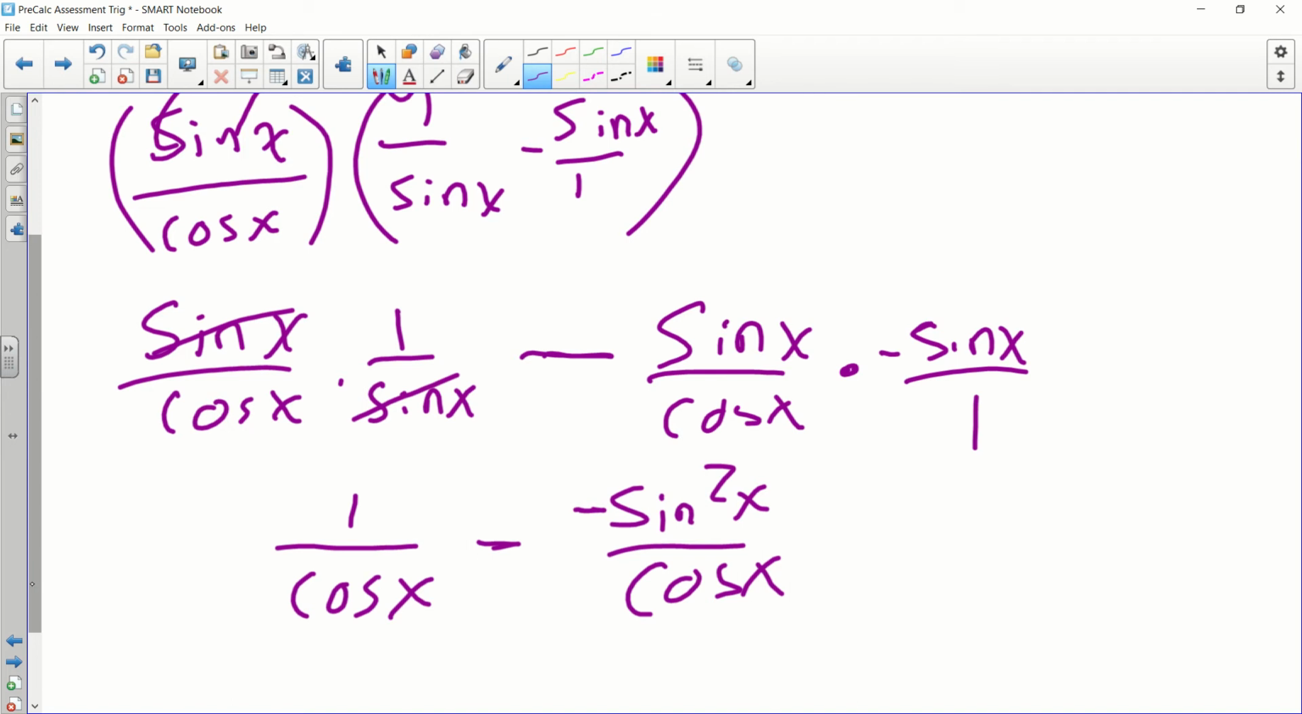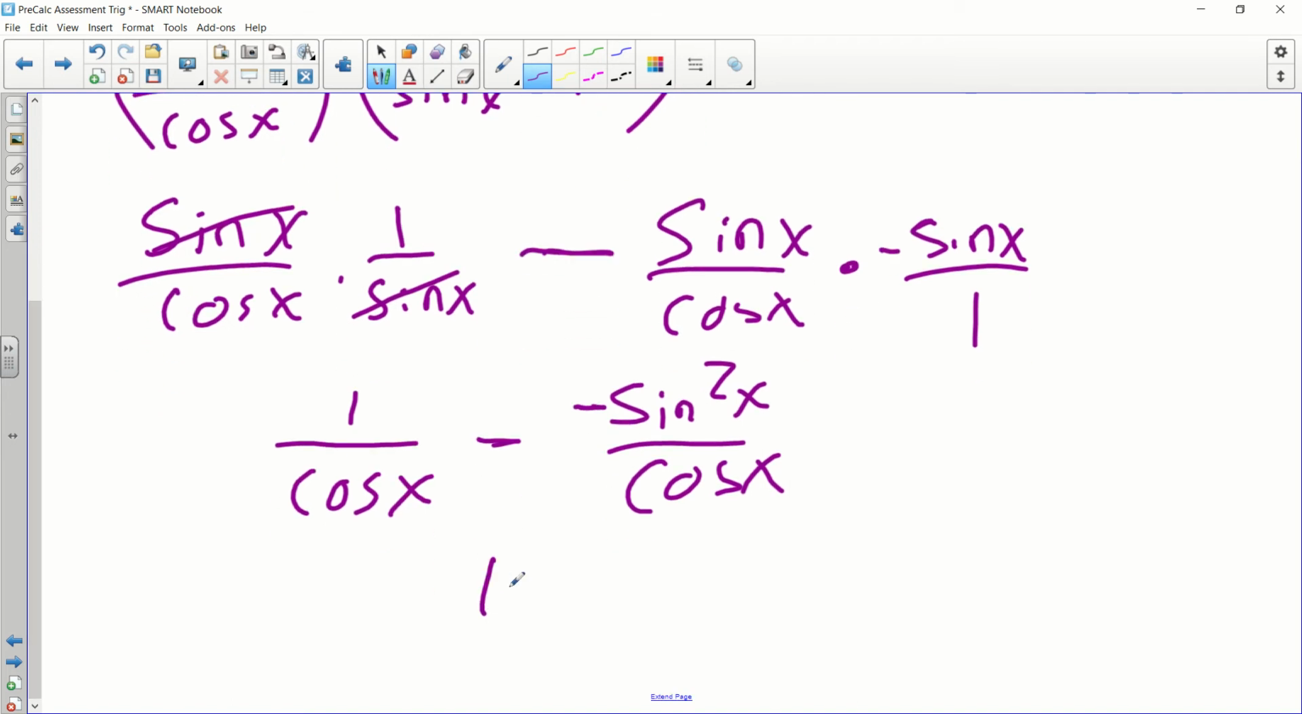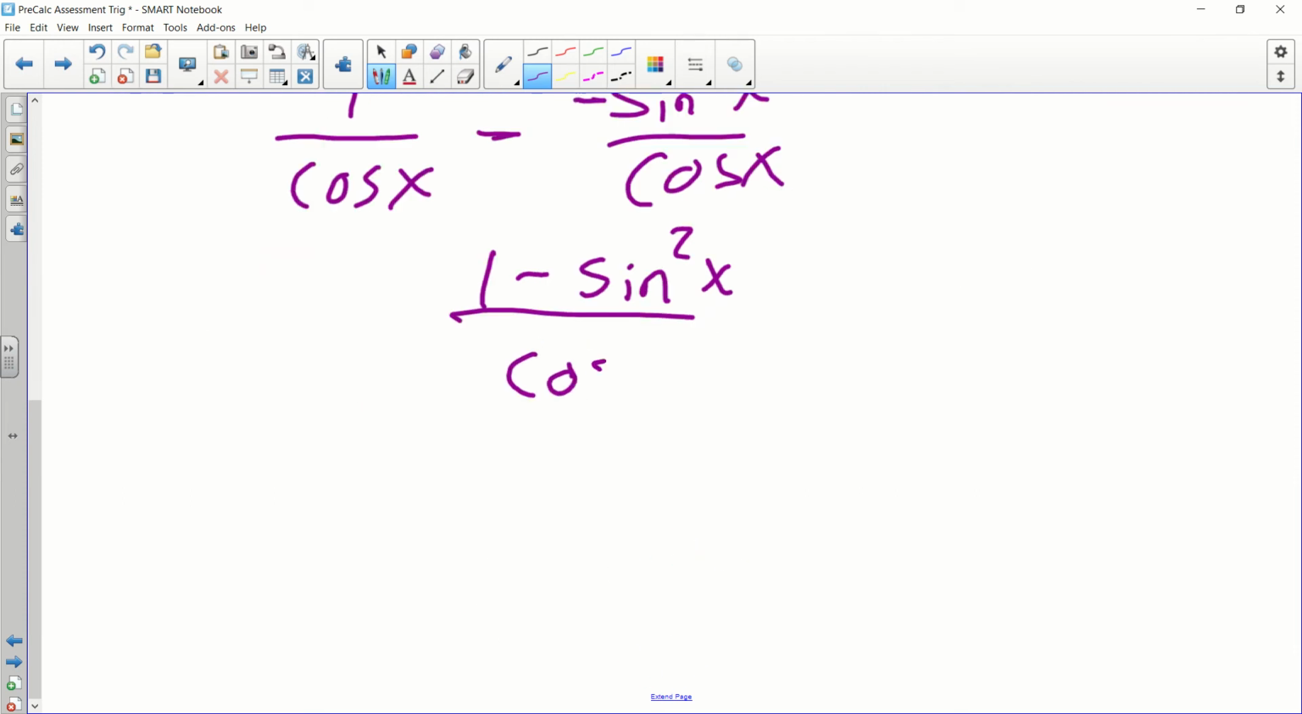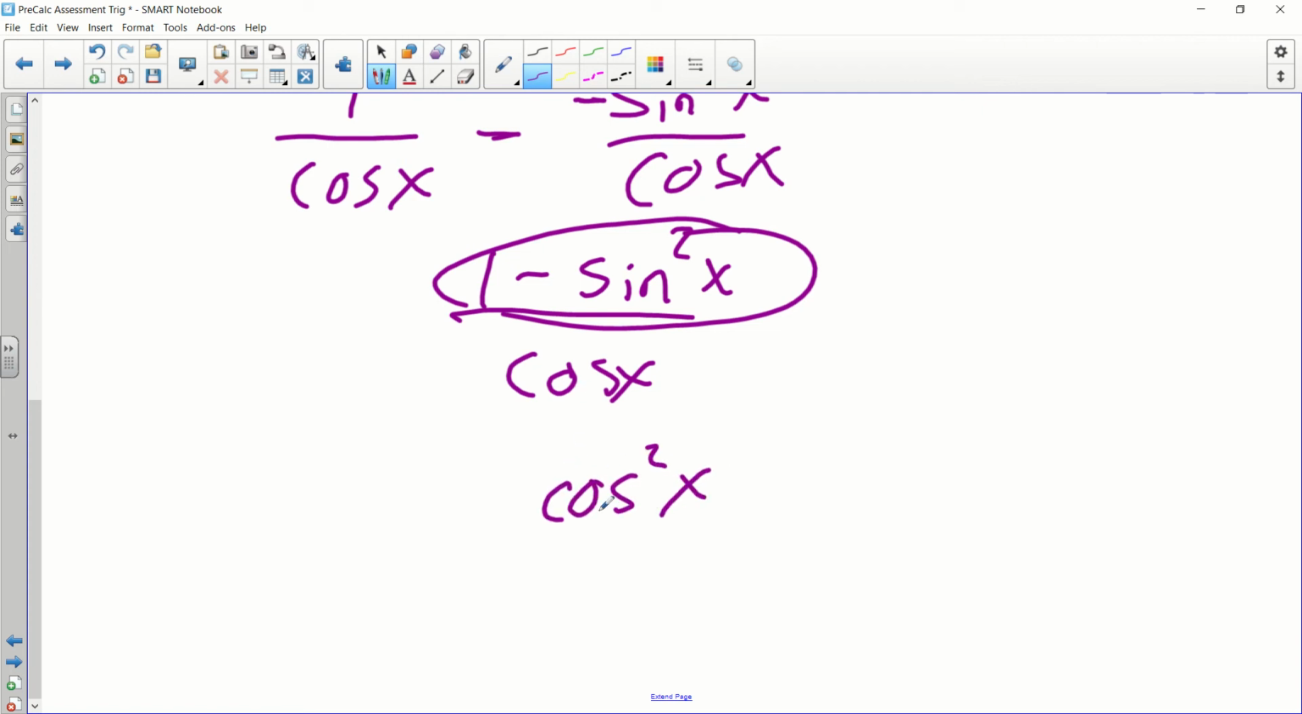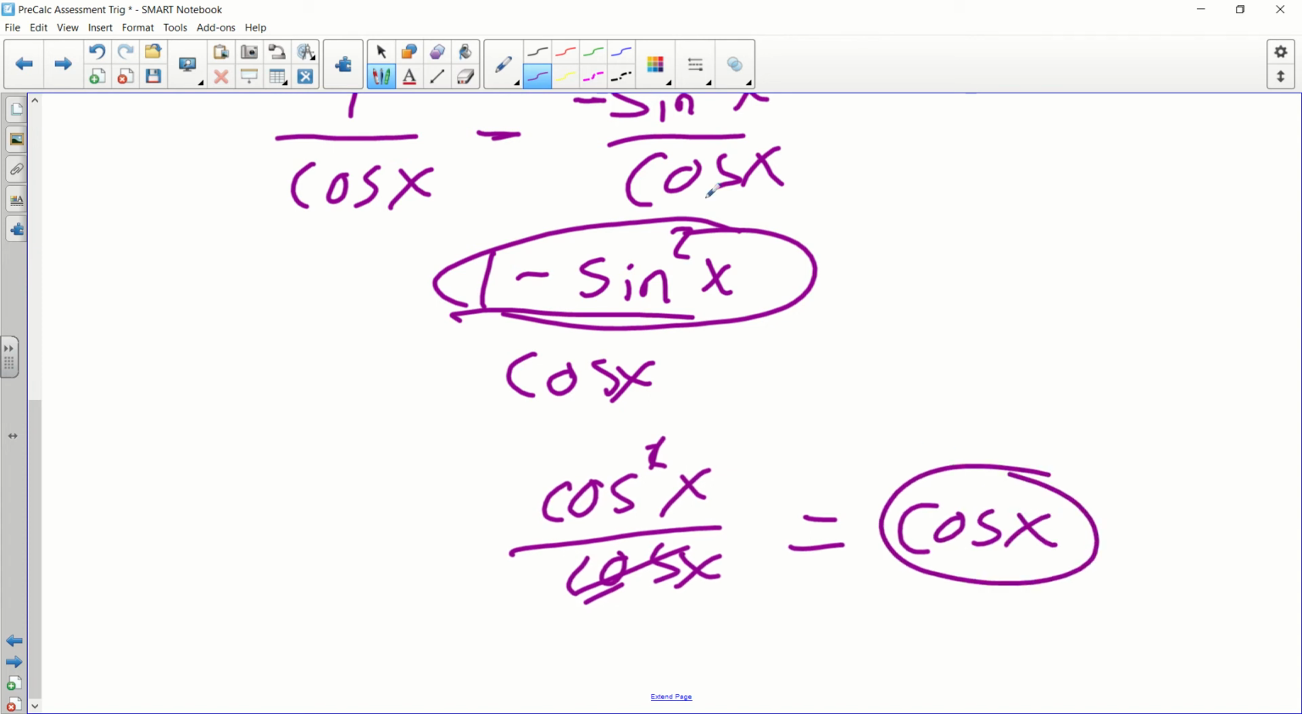So I see these have a common denominator. My numerator becomes 1 minus sine squared of x over the cosine of x. 1 minus sine squared is a Pythagorean identity, which is equivalent to cosine squared of x over the cosine of x. I can then cross out, and I am left with the cosine of x as my final solution.